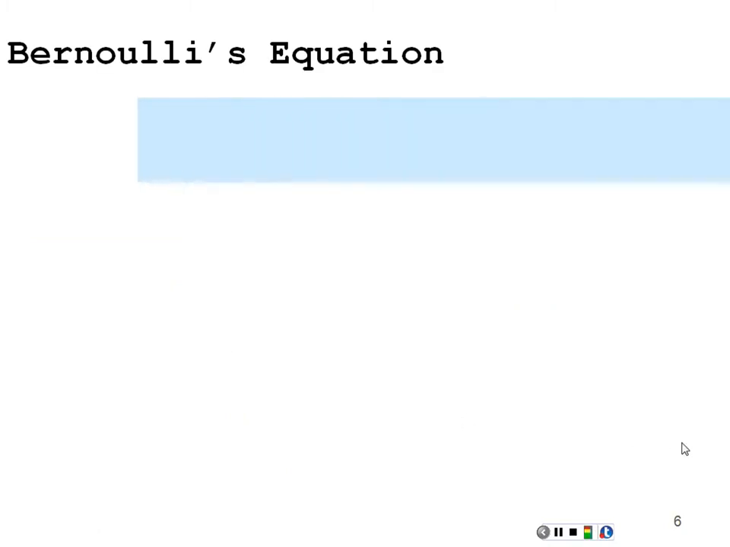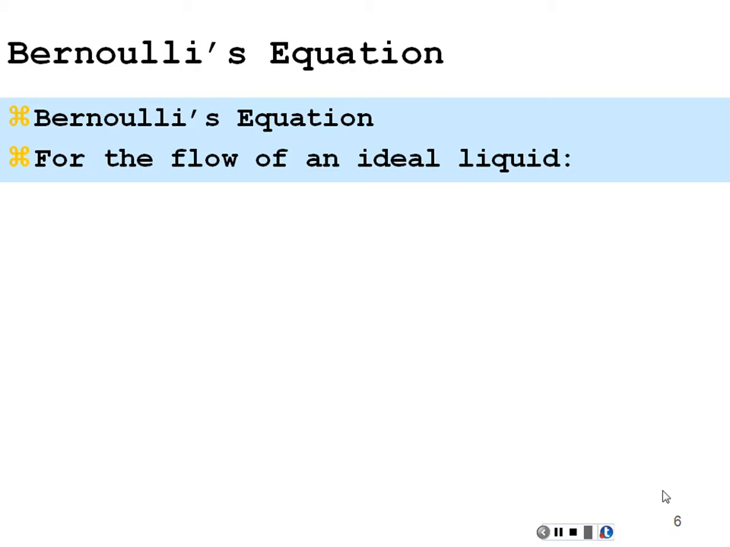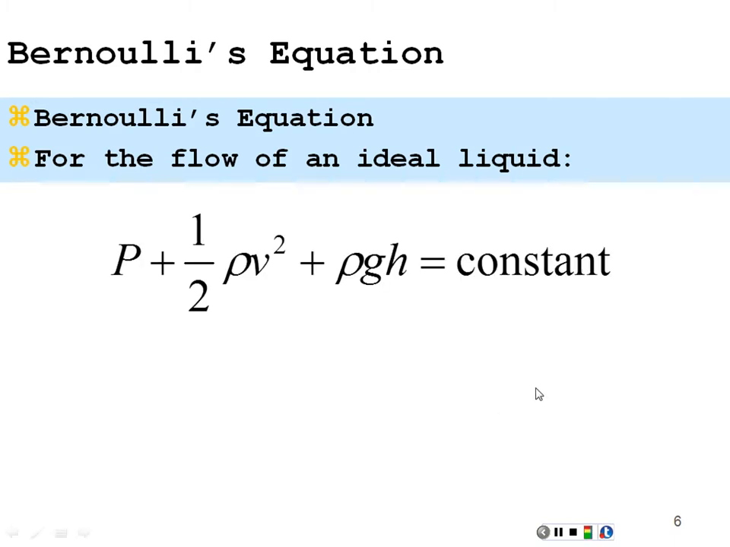Bernoulli's equation. For the flow of an ideal fluid, it is true that the absolute pressure at a point plus 1/2 the density of the fluid times velocity squared, which is the kinetic energy per volume, plus the density times g times h, which would be the potential energy per volume, is equal to a constant. Absolute pressure plus 1/2 rho v squared plus rho g h is a constant through the fluid.